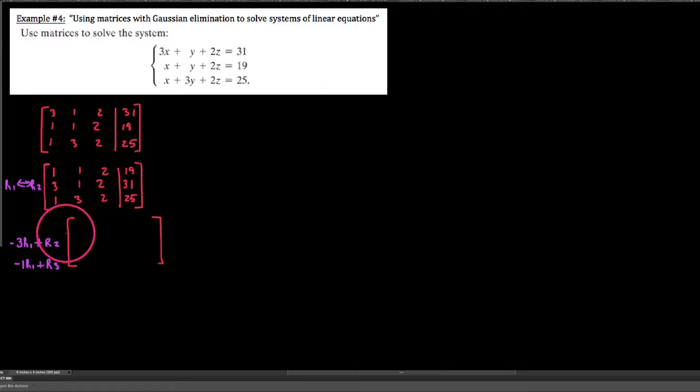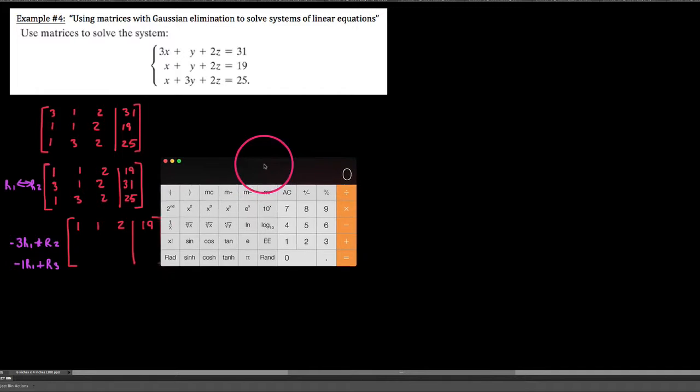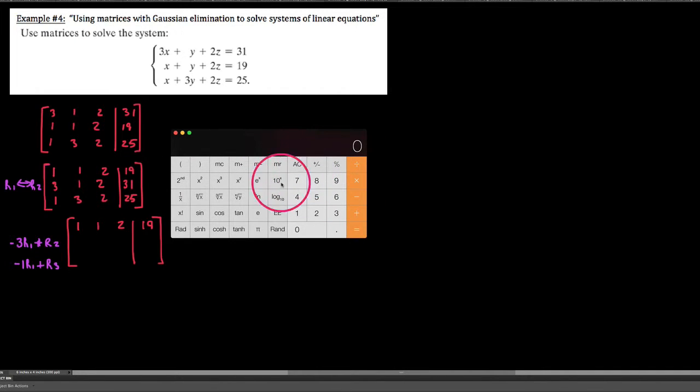So we're going to perform both of these tasks at once, but the neat thing about it is row 1 just kind of stays the same. So we get 1, 1, 1, 2, and 19. Now we're going to have to think through this, and this would be a good time if you need a calculator to help you through this. We're going to take -3 times all the entries in row 1 and add it to row 2.